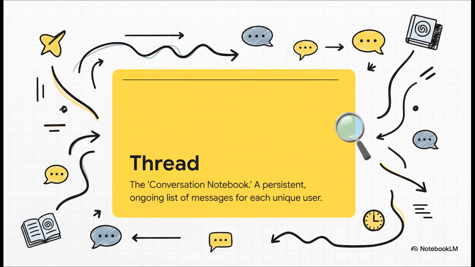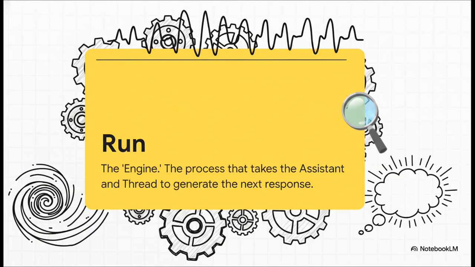Next, we have the thread. If the assistant is the brain, the thread is the conversation's memory. Think of it like a dedicated notebook for each user that stores the entire chat history. And the key word here is persistent. You can walk away, come back hours or even days later, and the conversation is right there waiting for you. And finally, the third piece of the puzzle is the run. The run is the engine. It's the active process that takes the assistant's brain, looks at the whole conversation in the thread, and then it generates the next smart response.